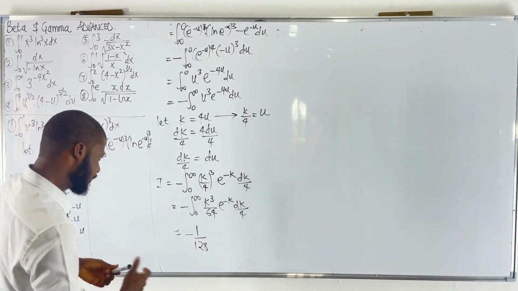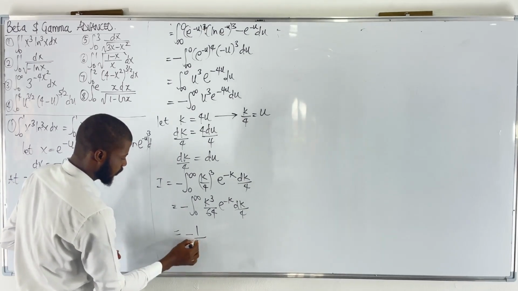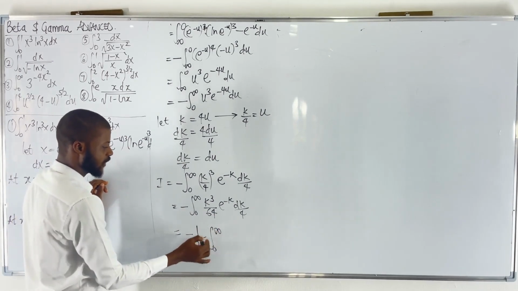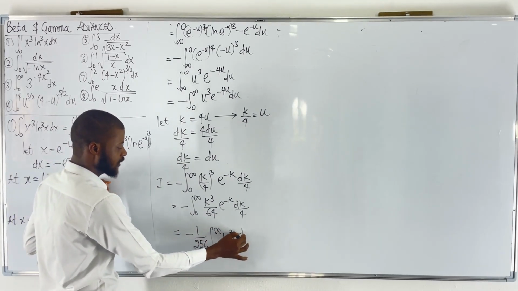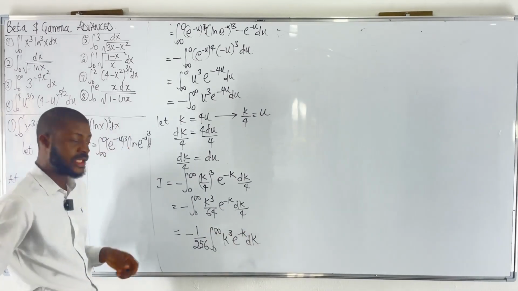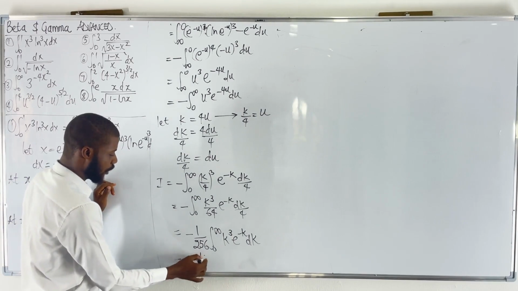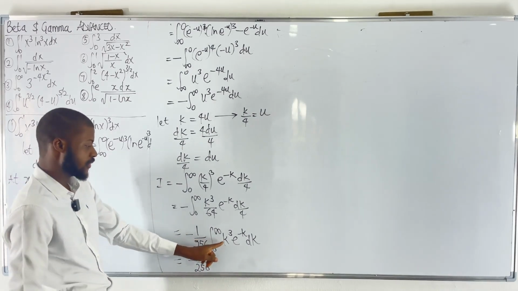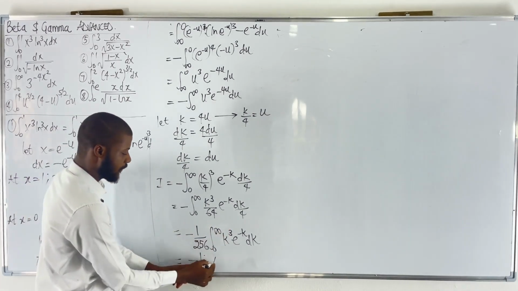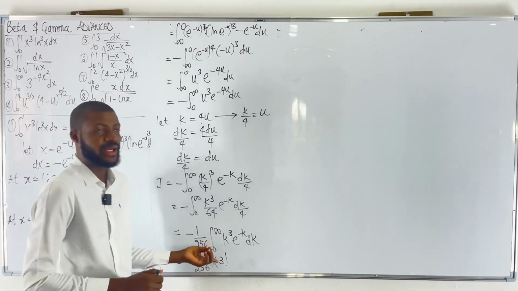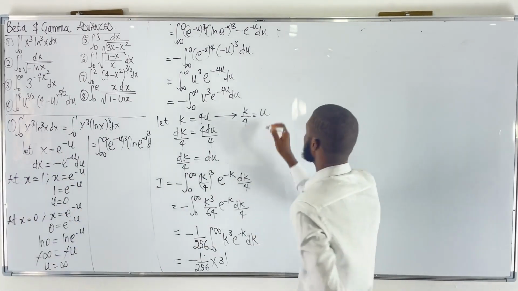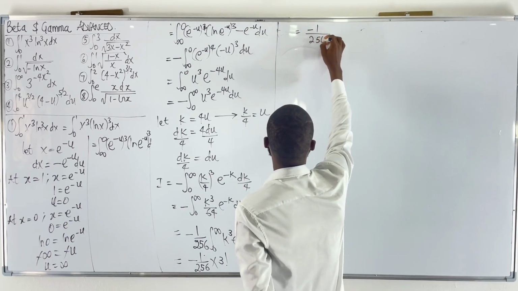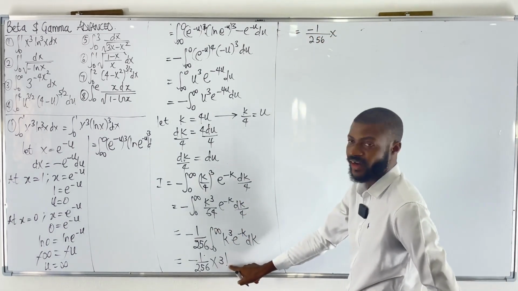Hold on, 256, because 64 times 4 is 256. Then we have the integral from 0 to infinity of k cubed e to negative k dk. So this is minus 1 over 256. Now, if you look at this, this is now our gamma function. So this is k cubed, so this will become times 3 factorial. Remember, when you're dealing with gamma, that's what you're going to have. So this is minus 1 over 256 times 3 factorial, which is 6.